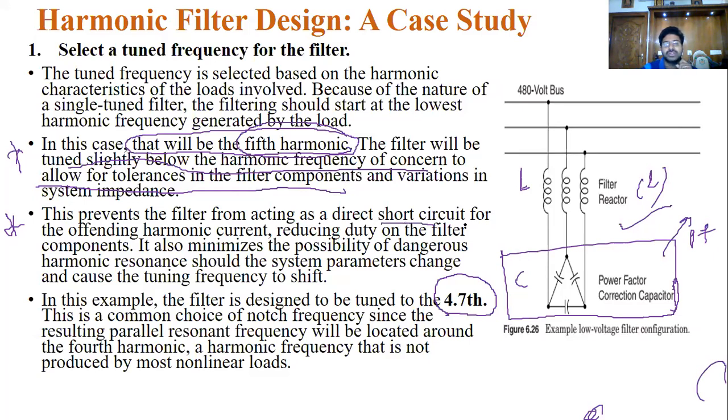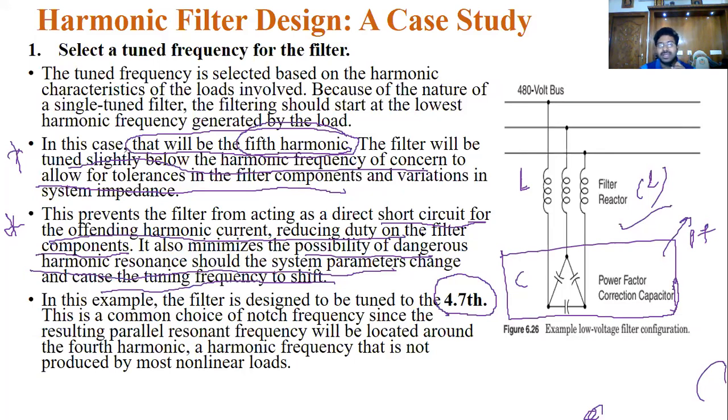See this: short circuit problems, short circuit currents, reduce the duty cycle of the components. It also minimizes the possibility of dangerous harmonic resonance, and the parameters cause the tuning frequency to shift. So these are the reasons. It may cause short circuits in the system, it may reduce the duty cycles of the filter, and it can increase the resonance in the system. Those are the reasons behind that.